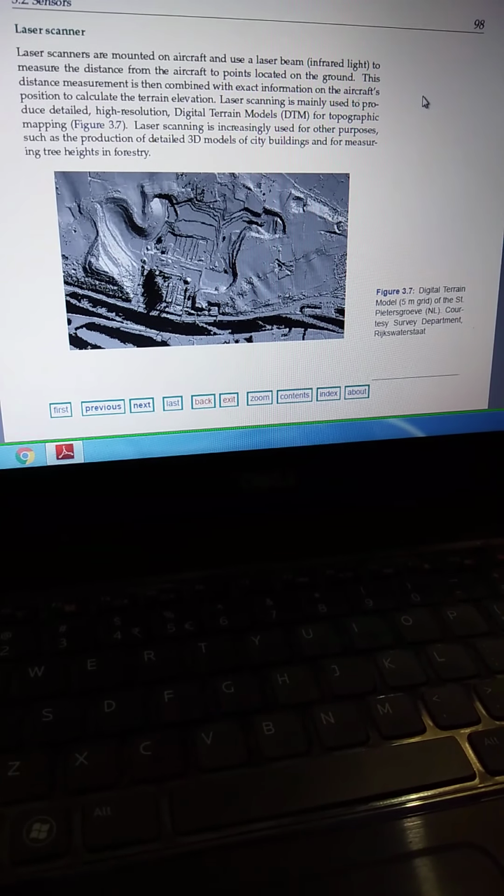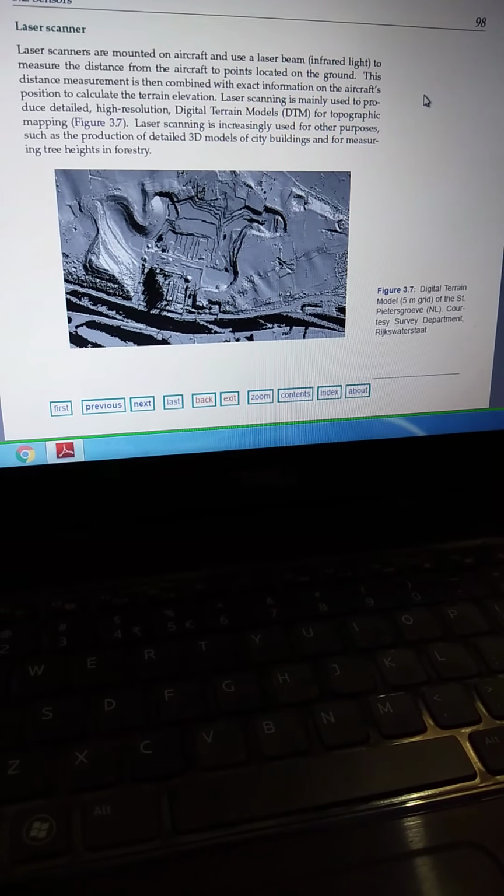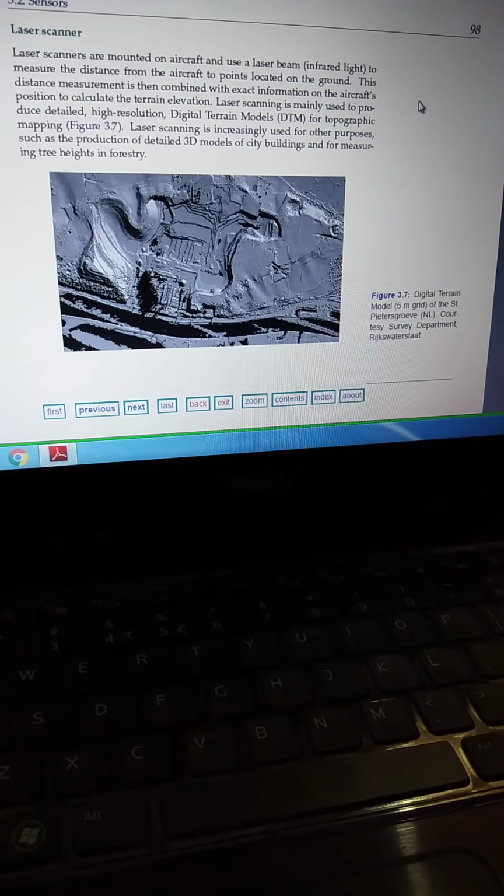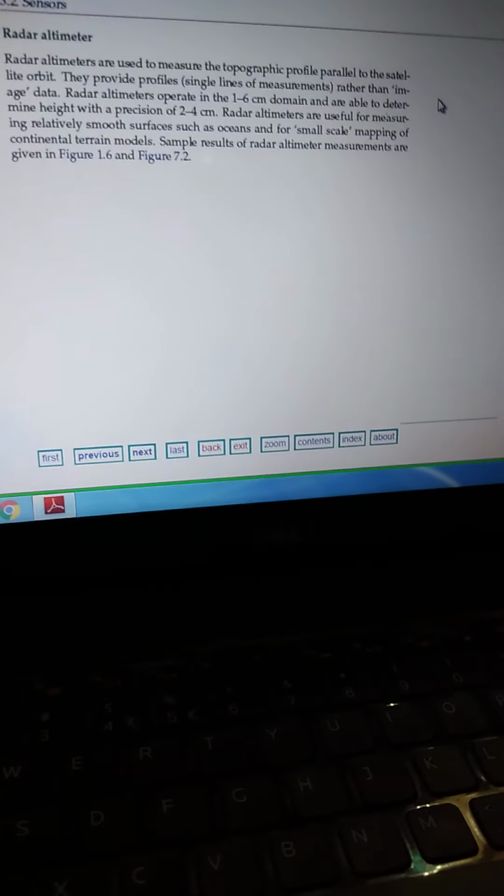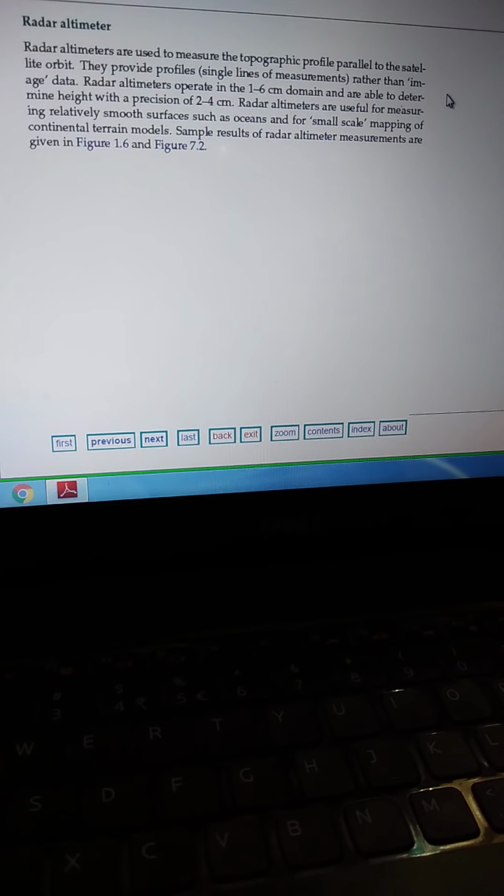The short form is very popular, that is called the DTM, used for topographic mapping using this laser scanner. Laser scanning is increasingly used for other purposes also, such as the production of detailed 3D models of city buildings and for measuring tree heights in forestry, etc. We'll go to the next, that is the radar altimeter.